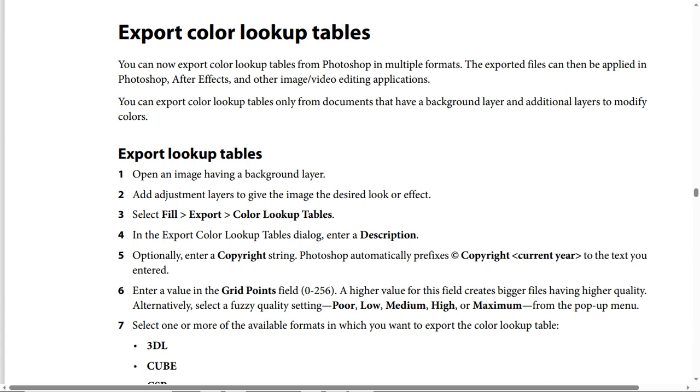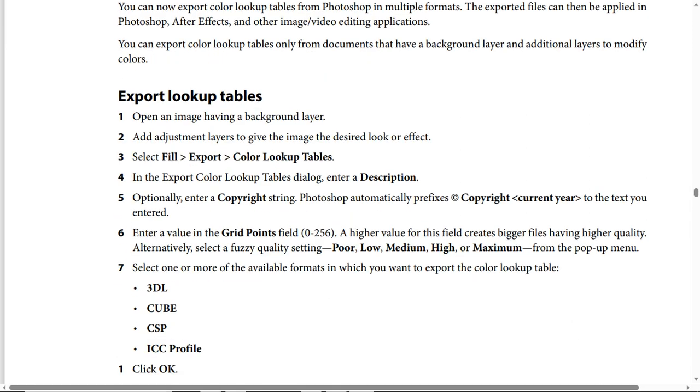How to export lookup tables. By the way, we have many steps here now. Step number 1, you should open an image having a background layer. Step number 2, you should add adjustment layers to give the image the desired look or effect. Step number 3, you should select File, then Export, then Color Lookup Tables.